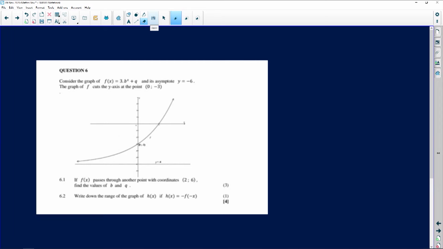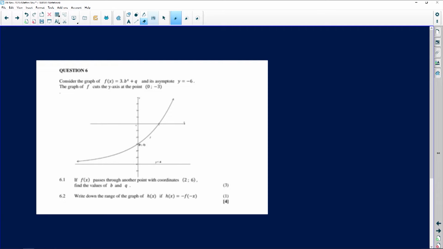So this is question 6 that reads as follows. It says, consider the graph of f(x) = 3 times b to the power of x plus q and its asymptote y = -6. The graph of f cuts the y-axis at the point (0; -3). 6.1: If f(x) passes through another point with coordinates (2; 6), find the values of b and q.